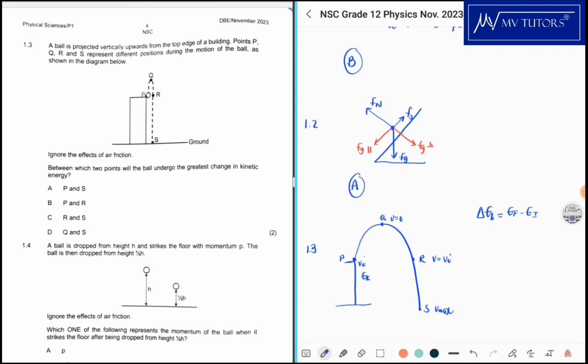So we have some potential energy over here. There your potential energy is 0 because your velocity is 0. Your kinetic energy over here is equal to the one at P.